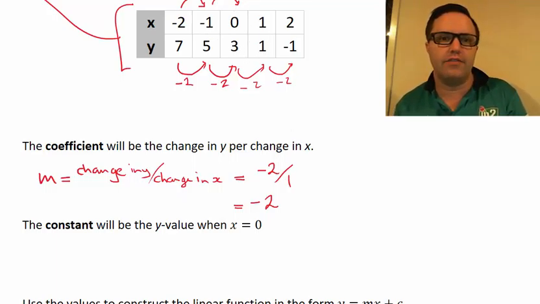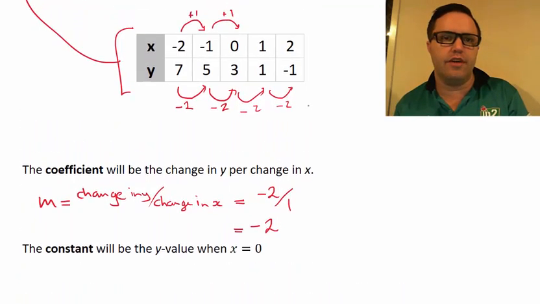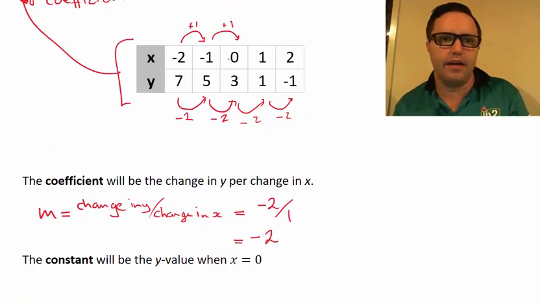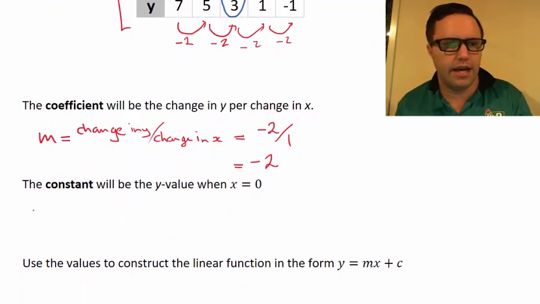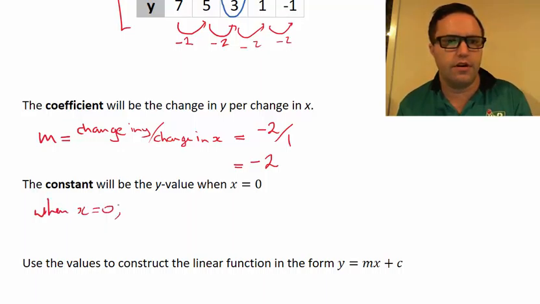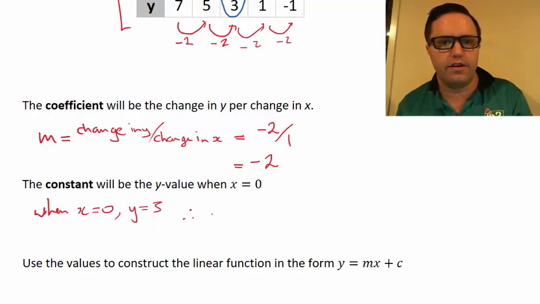So we have a look at our table of values up here. Here is where x is 0. So when x is 0, y is 3. Okay? So we could write that when x equals 0, y equals 3. Therefore, our constant c is equal to 3.